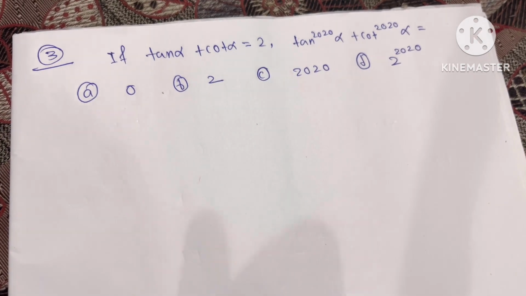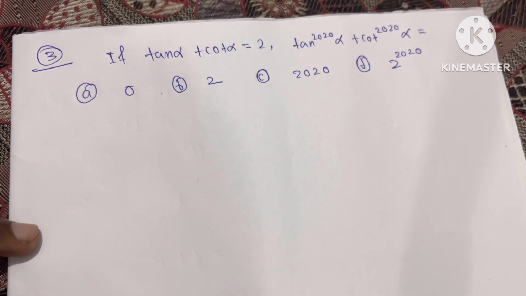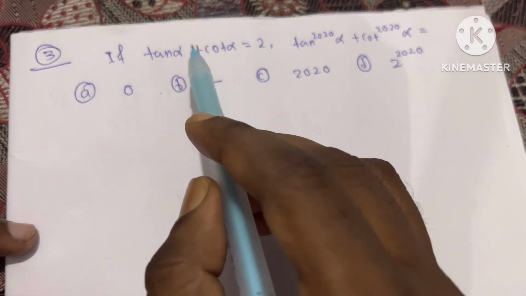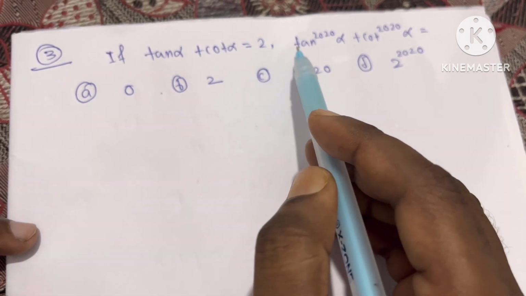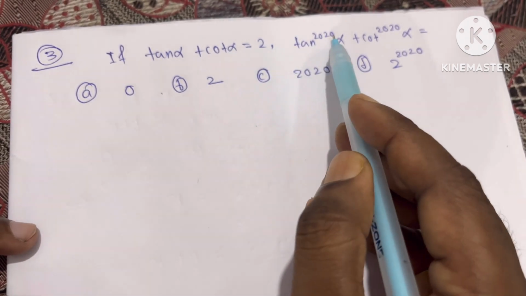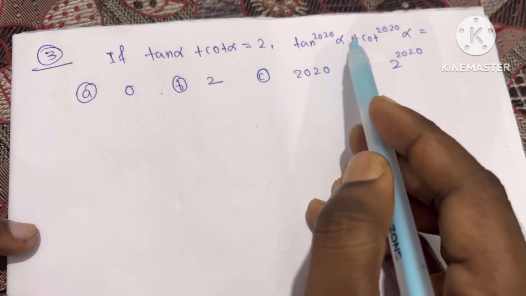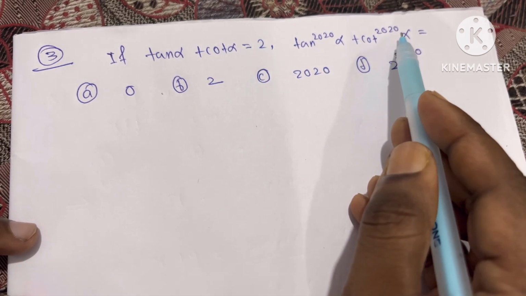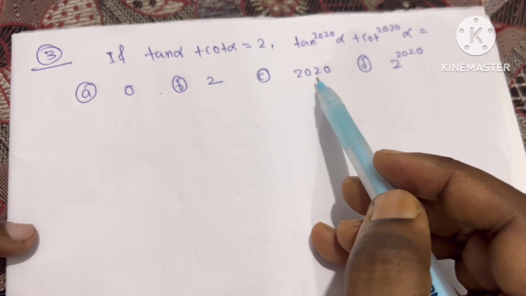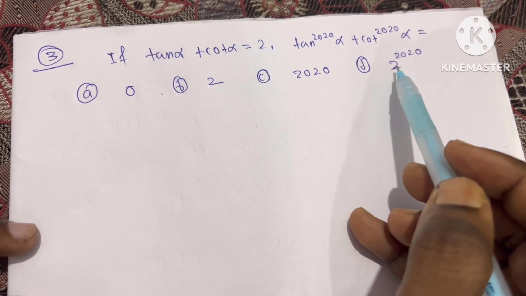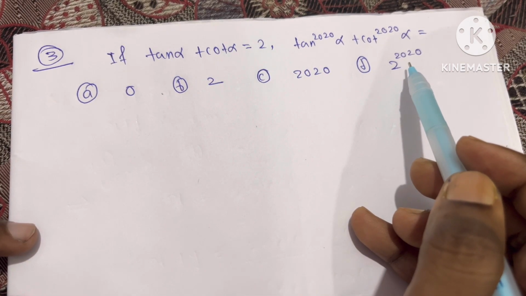Okay, question number 3. According to the question, given that tan of alpha plus cot of alpha is equal to 2, then tan to the power 2020 alpha plus cot to the power 2020 alpha is equal to what? Option A is 0, B is 2, option C is 2020, option D is 2 to the power 2020. So this is very easy.